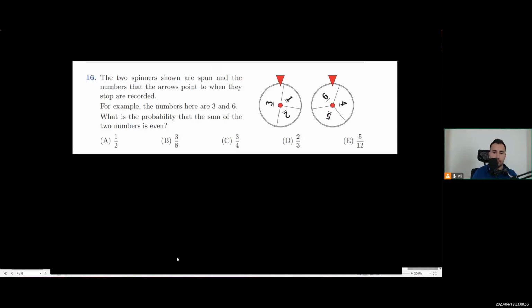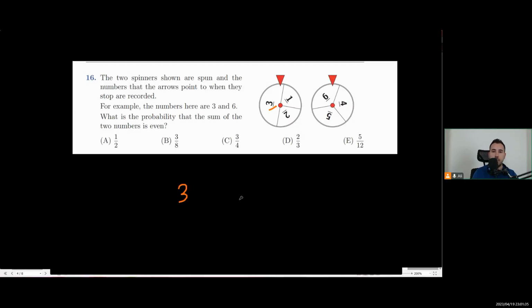So for example, is this even? We got a 3 and we got a 6. So when we add them, it's an odd number. But we want even numbers. So let's just start. If the first one is 3, should the second one be even or odd? It should definitely be odd, because 3 plus 5 is 8, right? Odd plus odd, even.